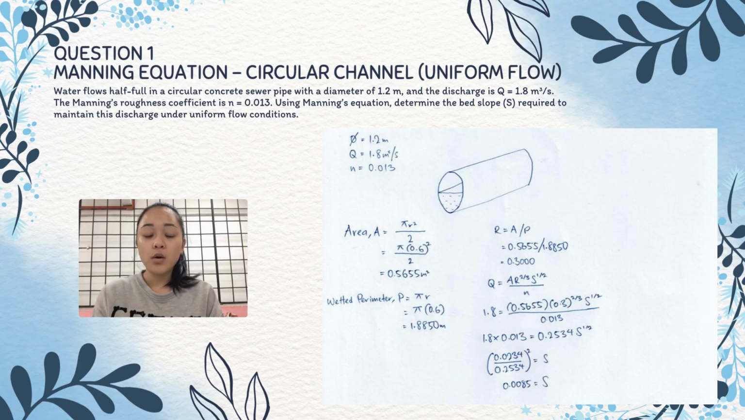In question 1, we need to determine the bed slope required to maintain the discharge under uniform flow condition. Firstly, we need to determine the area of circular sewer pipe, which is area A equals pi r square over 2. Next is wetted perimeter, which is 1.8850 meter. Then, determine the R, where A over P, so 0.5655 over 1.8850 equals 0.3.